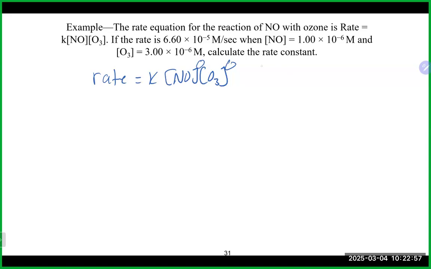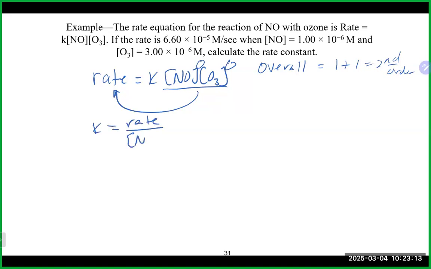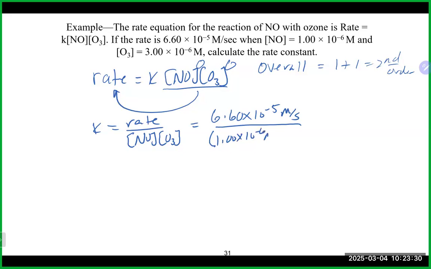With O3, it is also 1. Not asked here, but the overall order would be 1 plus 1. Again, this is going to be a second order reaction. Here we can just solve for k by dividing to the other side. So k would equal the rate divided by NO and O3. Put in our numbers. They did give us the rate, 6.60 times 10 to the minus 5 molar per second, divided by our NO, which is 1 times 10 to the minus 6 molar, and our O3, 3 times 10 to the minus 6 molar as well.